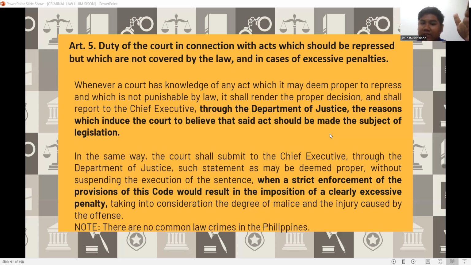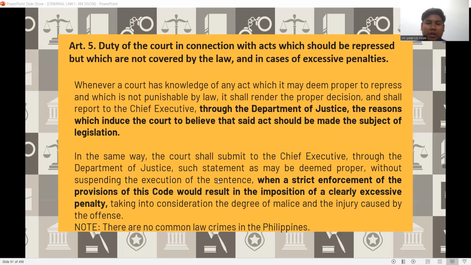But he must what? Submit a report to the chief executive through the DOJ, a statement, without suspending the execution of sentence and taking into consideration the degree of malice and injury caused by the offense. So render the proper decision even if excessive penalty, but submit a report nga excessive ra ang penalty, Mr. President. So dapat i-amend ang law, okay? Or change the penalty, i-lower ang penalty.